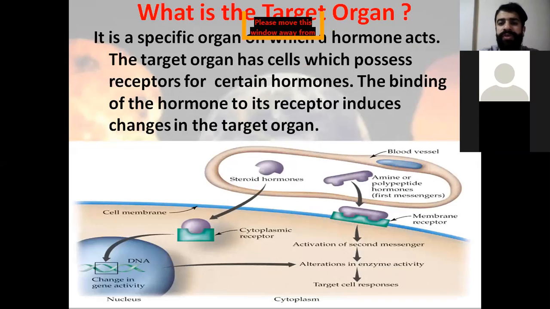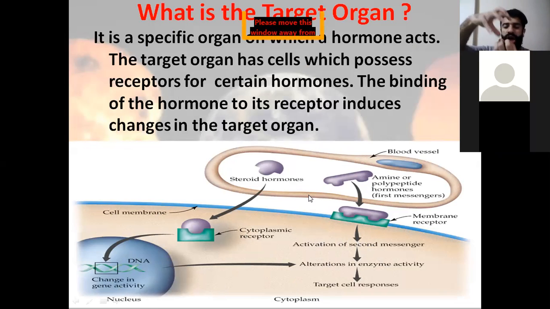Now we move to the target organ. What is the target organ? The target organ is an organ where the hormone can act. This organ has special receptors. Imagine that this is the organ. This organ has special receptors where the hormones are going to fix.